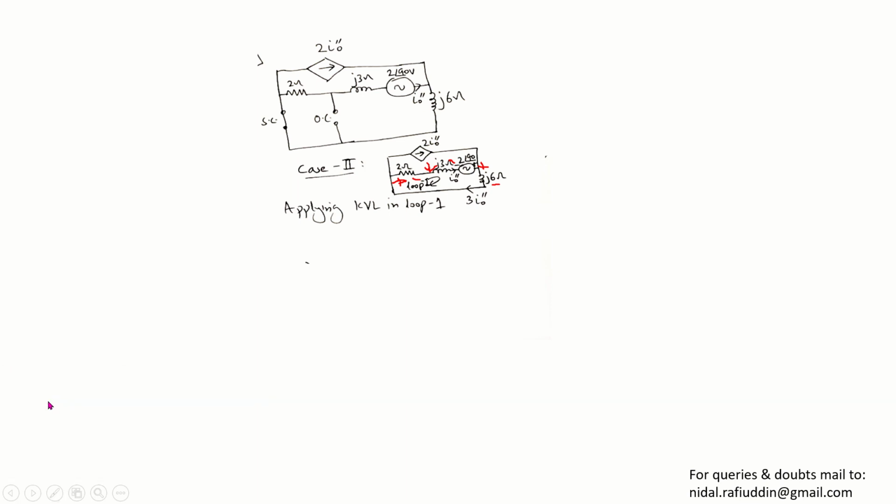Suppose that we are going to apply KVL to this particular loop. You can start from any point. So I start from the voltage source. We have 2 angle 90 degrees, the value of the voltage source, and moving clockwise. So this is plus 2 angle 90 volts minus j6 into 3 I naught double dash, and again minus 2 into I naught double dash, then again minus j3 into I naught double dash equal to 0.